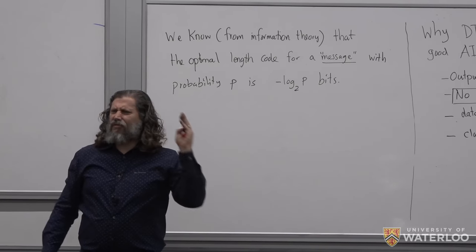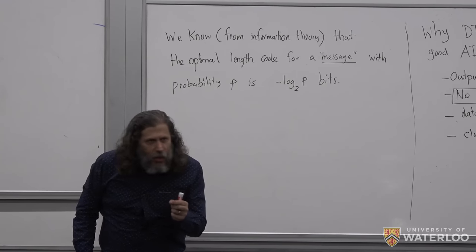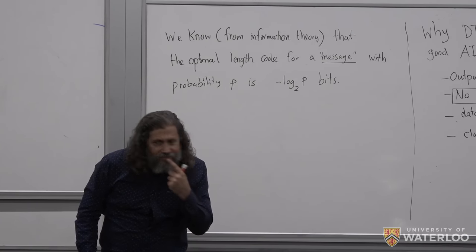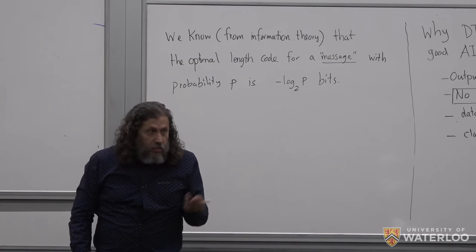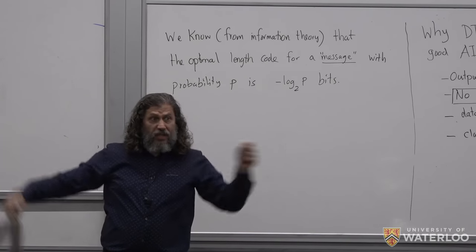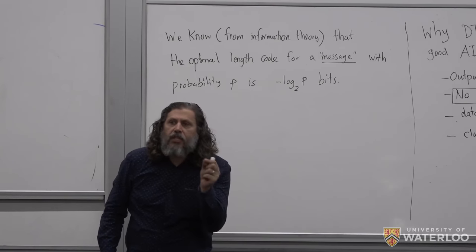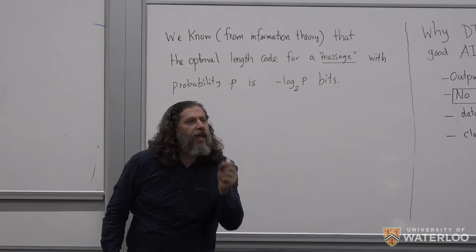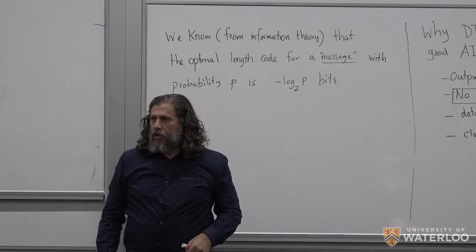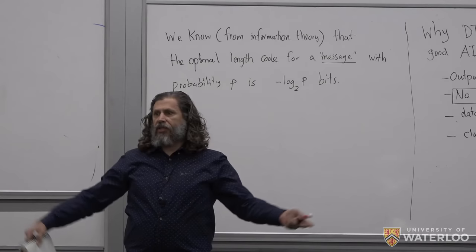So if you have a message that is frequently used, will we use more or less code for it? Less, of course less, because it's very frequent. I don't want to use big codes for something that I'm sending every 5 seconds. Now I have a message that I only send every 10 years. Short or long code? Make it as long as you want. You are sending it every 10 years.